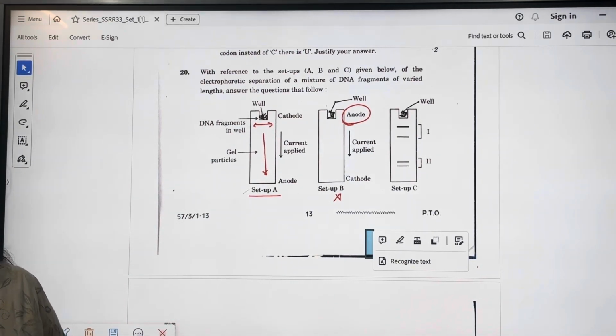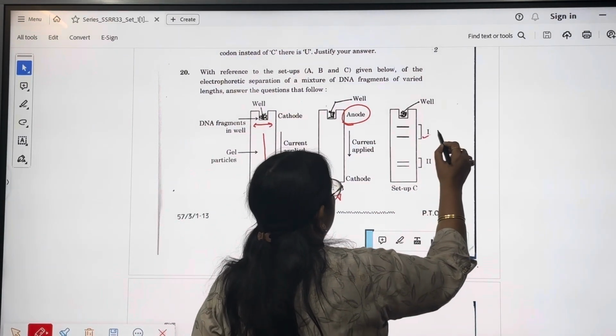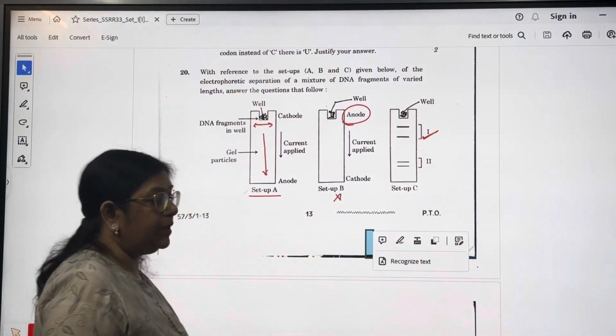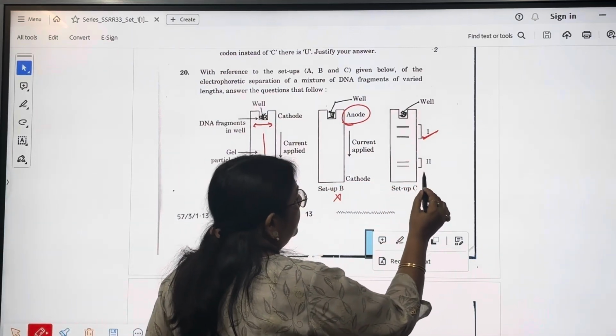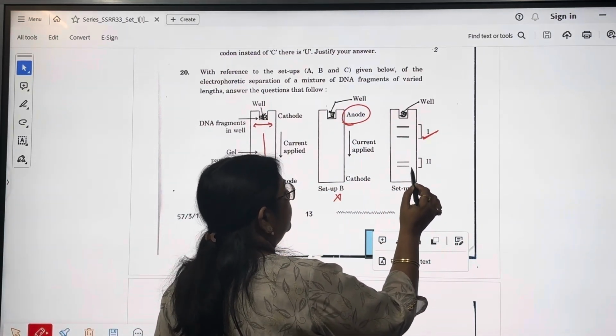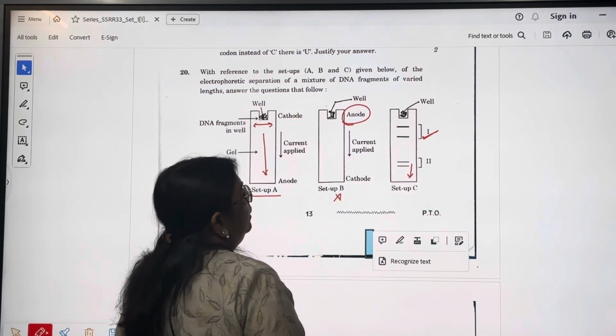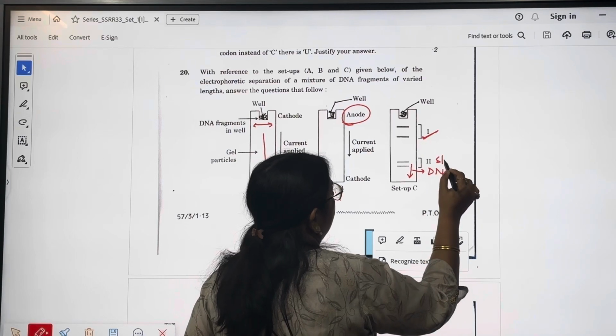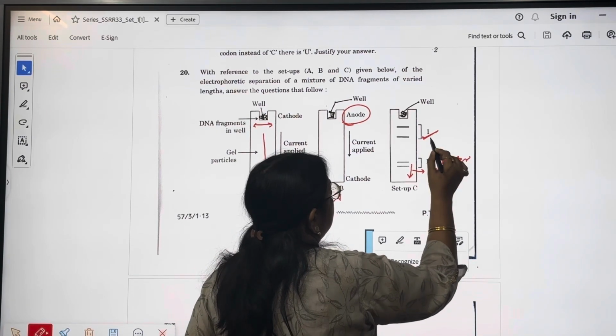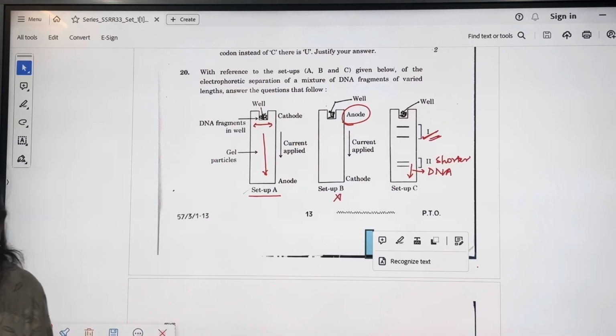Next question is, in setup C, which one of the two, first and second, are the bands of longer fragments of DNA? Justify your answer. Longer fragments will be first type, because it is given in your book that shorter the DNA fragments are, farther they move. So these are the DNA fragments which are shorter, so these will be longer. Next question.